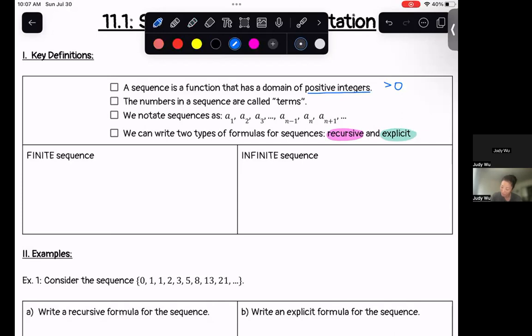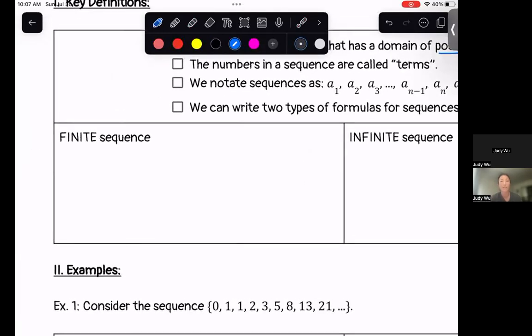Before we move on to examples, I want to talk very briefly about two different types of sequences. So not the different formulas, but the different types. We have two main types of sequences. The first one is a finite sequence. In a finite sequence, we have a limited number of terms. So there's only a set number of terms we have in this sequence.